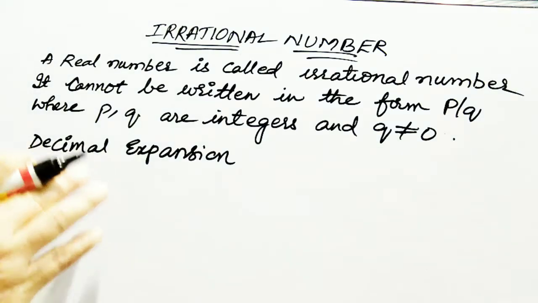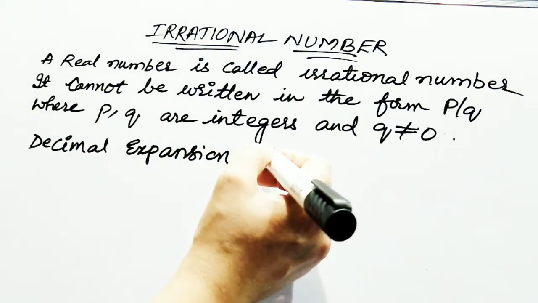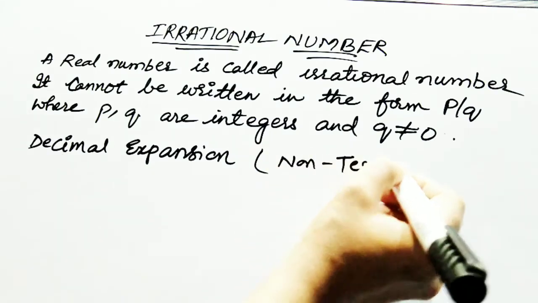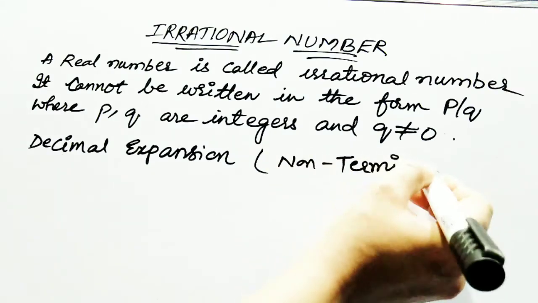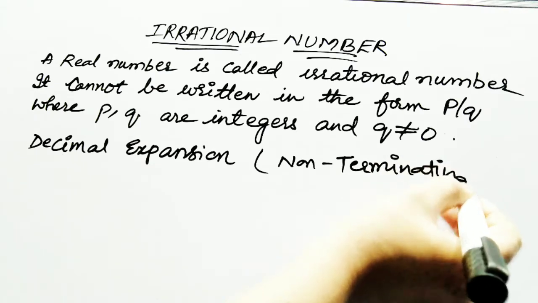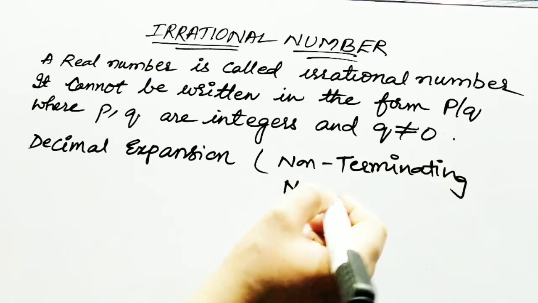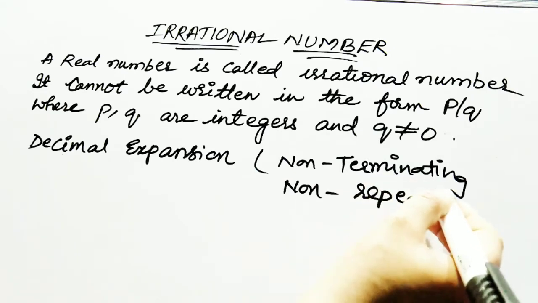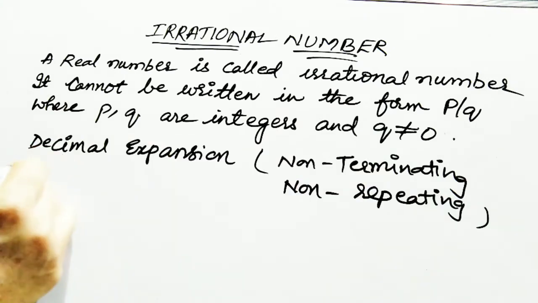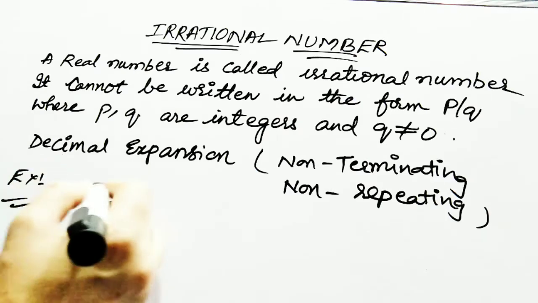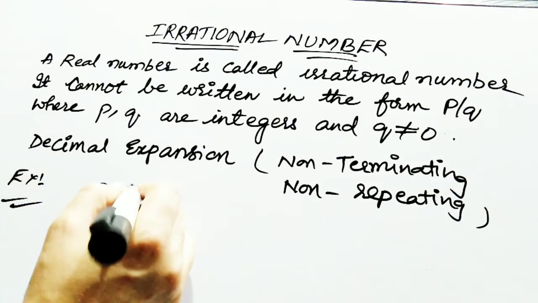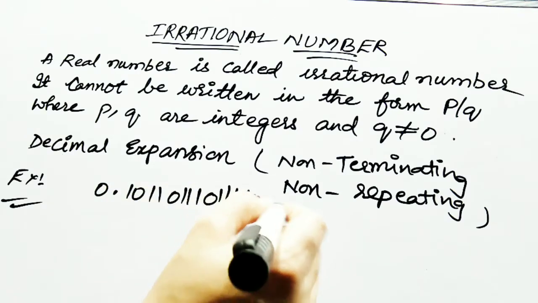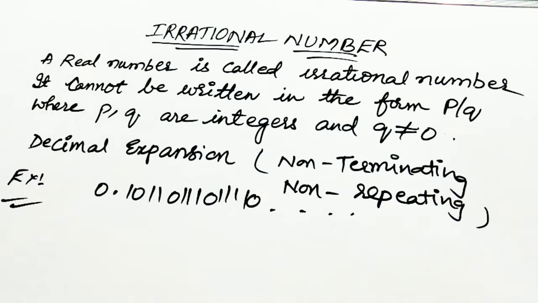If you take the decimal expansion of an irrational number, it must be non-terminating and non-repeating. Just take an example. Take any number, 0.10111011110 and so on. You can take any numbers.